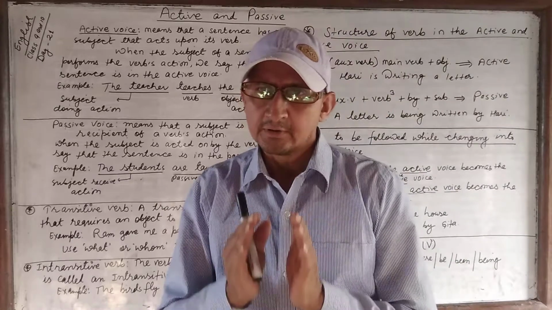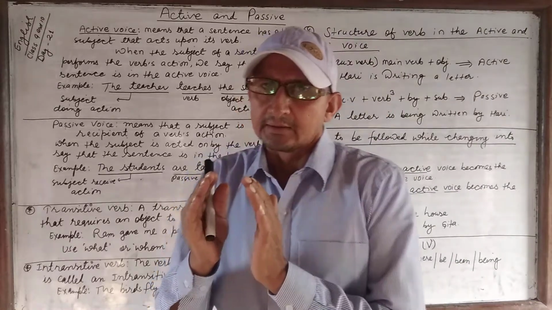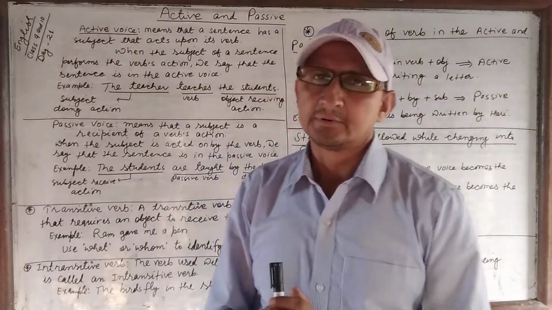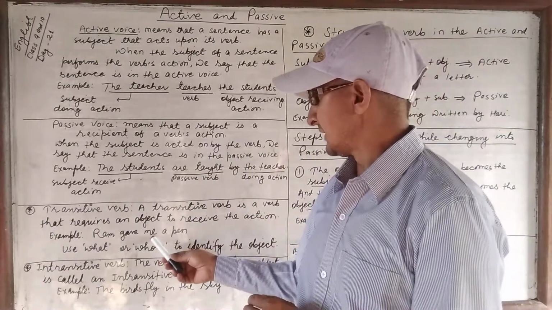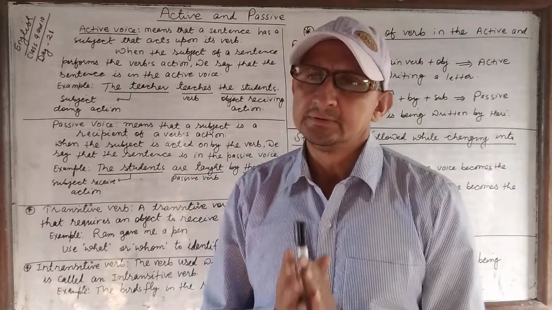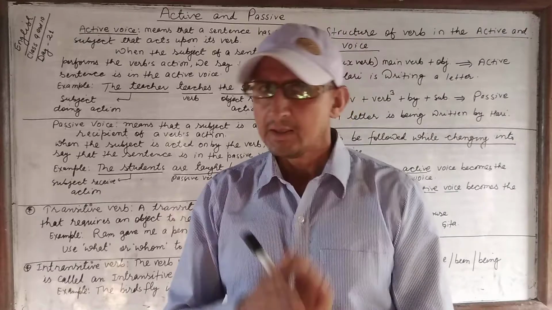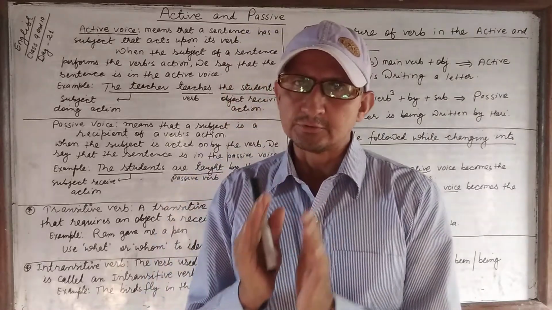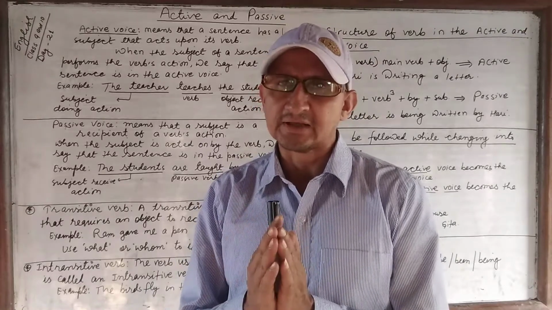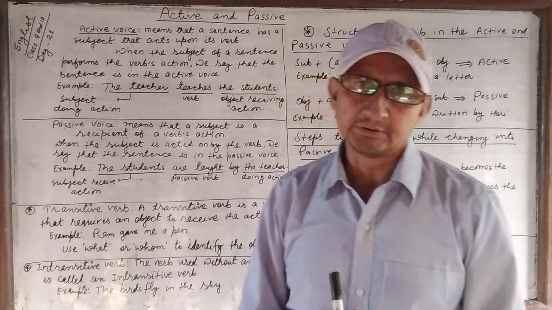If you question whom does Ram give, the answer comes me. Me is an object, and me is an indirect object. In this regard, you have to know the transitive verb. To know the transitive verb, you have to know the object.